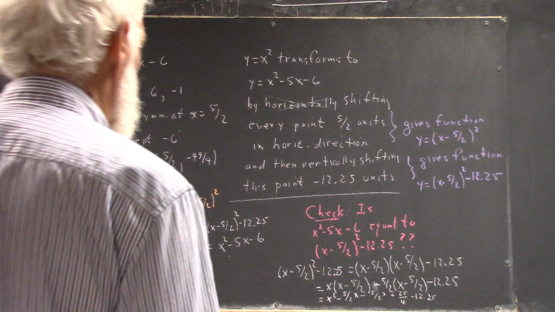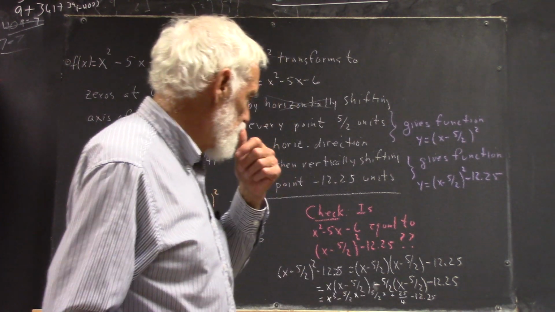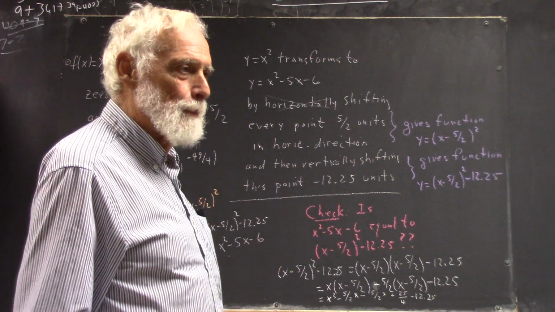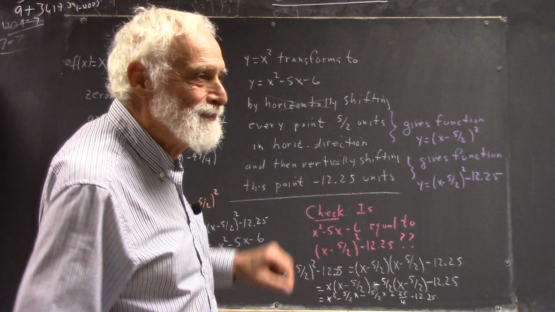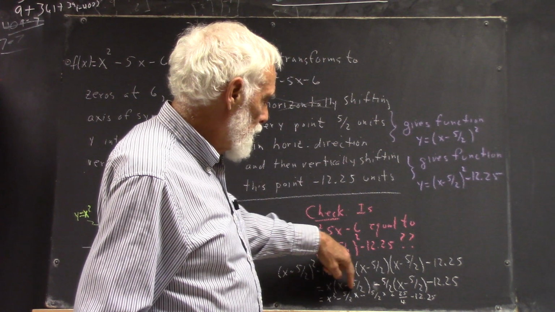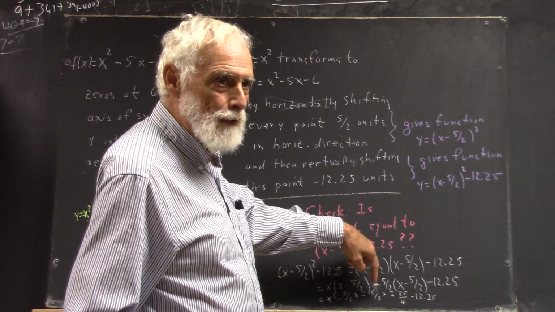Okay, now we're into a little work with fractions. Everybody got this step and did a great job with that, okay? As I was hoping and I pretty much expected, but you never know, okay? So you get x squared minus 5 halves x minus 5 halves x. Well, 5 halves and 5 halves is 5.